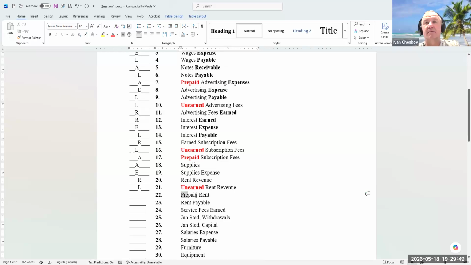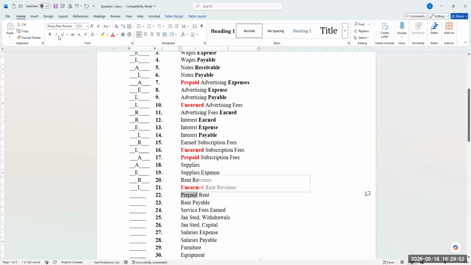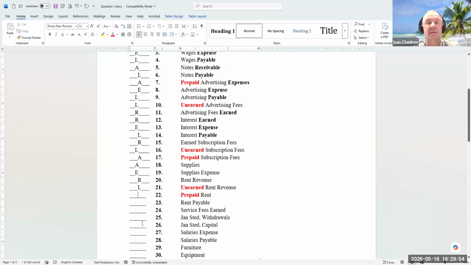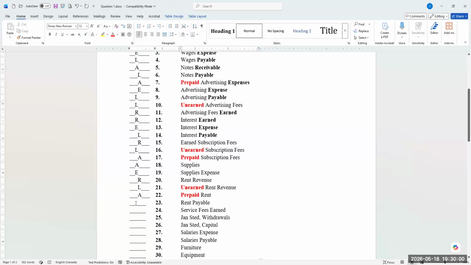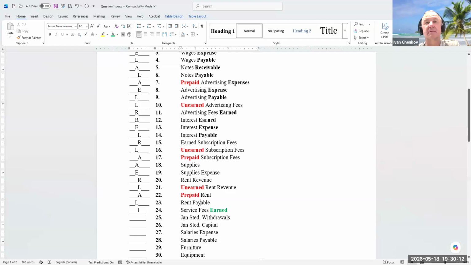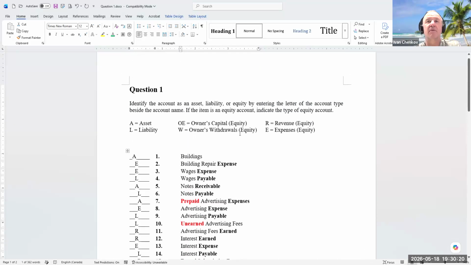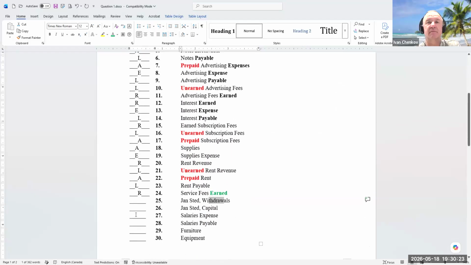Prepaid rent. Asset. Clearly asset. Rent payable. Liability. Service fees earned. Revenue. If it's earned, that's clearly revenue, let's make it green. Owners withdraw. For the owners withdraw, that's a withdraw account. Owners capital, that's equity. No questions about it.